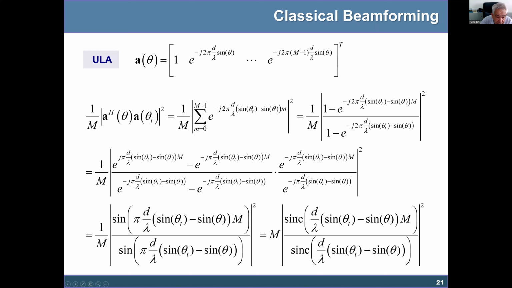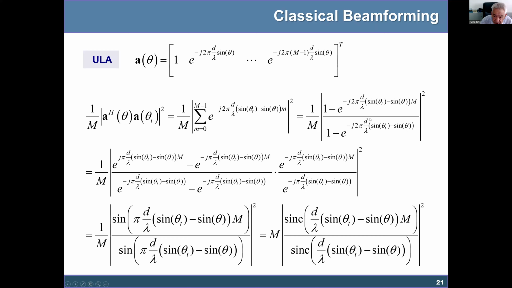Now the problem is to find the closed form of this summation. You may remember that this is just a truncated geometric series. So we know the result of this geometric series. It's 1 minus this quantity here calculated in M, divided by 1 minus this quantity here calculated in m equal to 1. So you have this ratio modulo square, and then you divide by M.